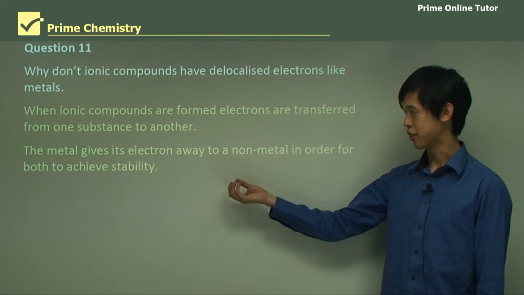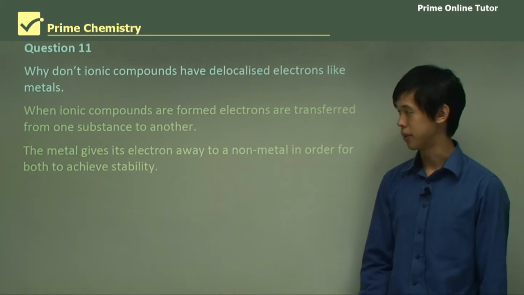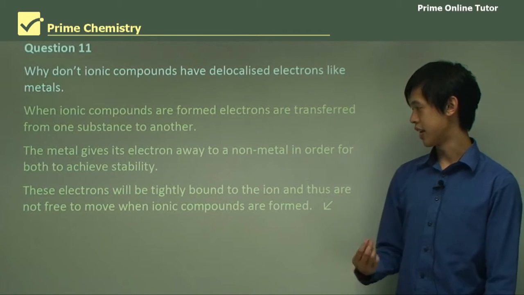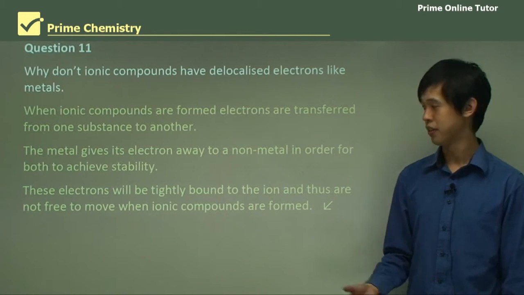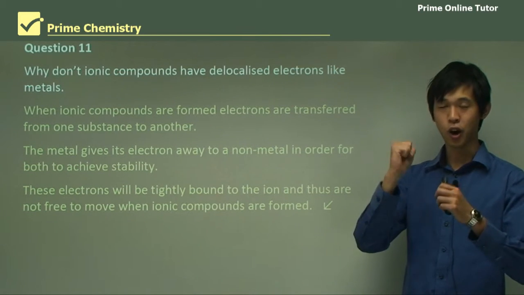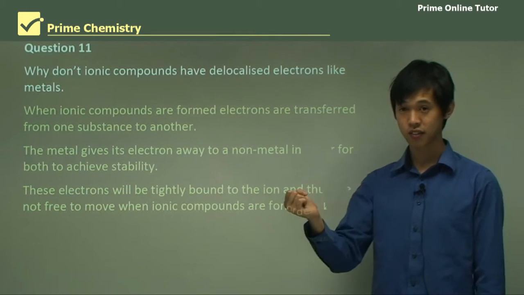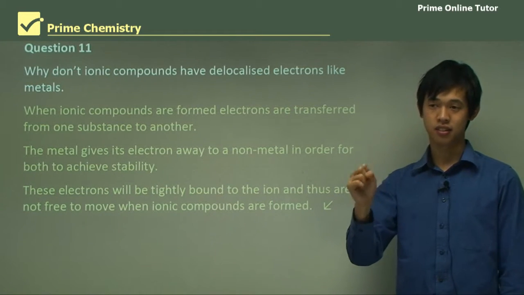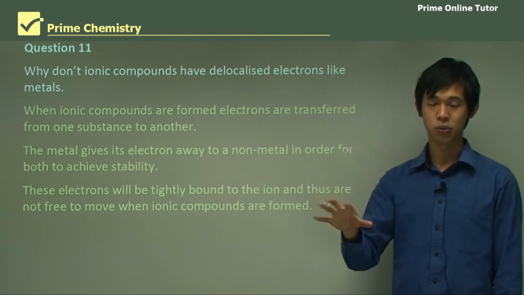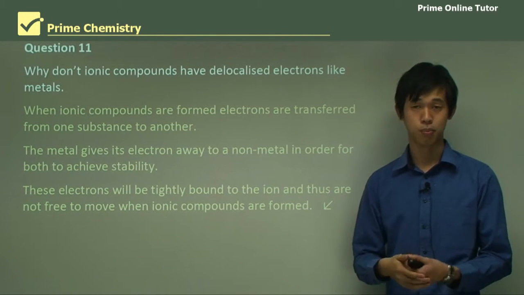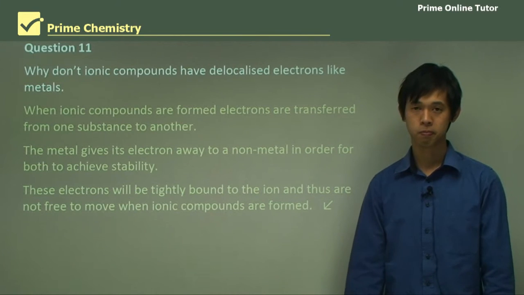The metal gives its electron away to a nonmetal in order to achieve stability. Now these electrons will be tightly bound to the ion and thus are not free to move when ionic compounds are formed. So because the ownership of that electron has transferred, that electron is now bound, sort of obligated to be with this new ion, and so it's not free to move and be delocalized like in a metal. Okay.